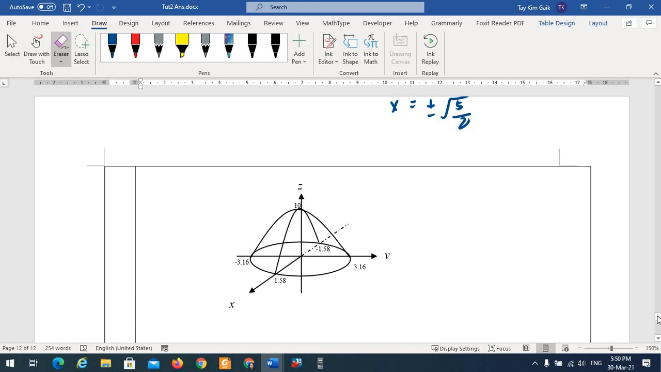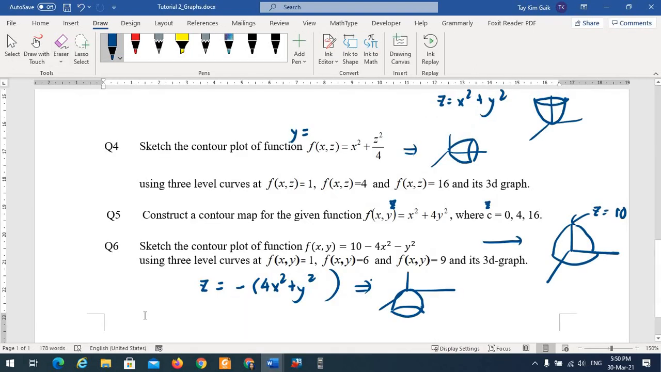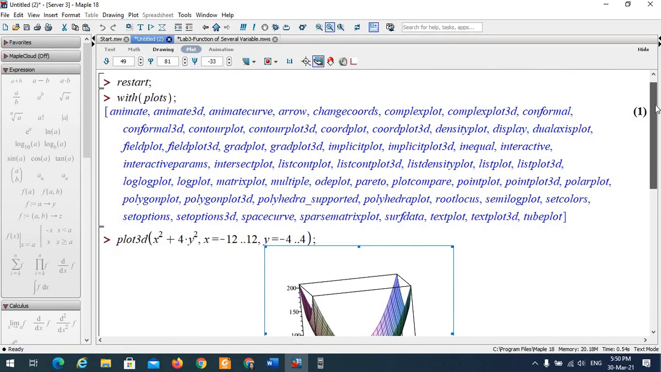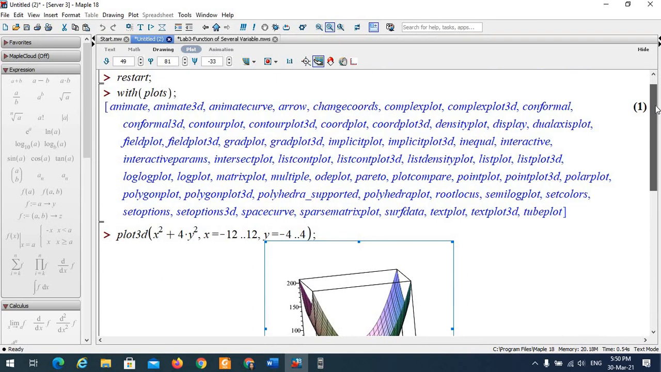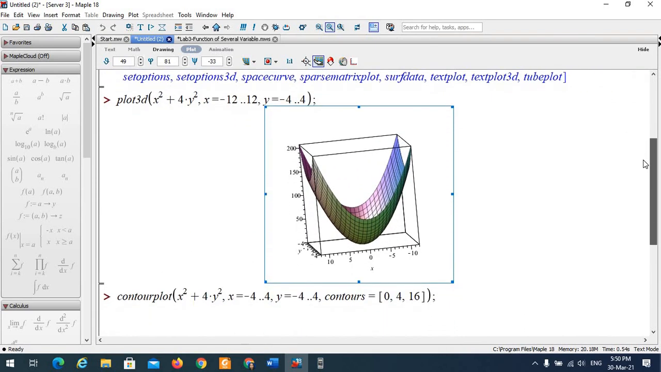Okay, do you still have any questions? No. Okay, I think you can do your assignment. It's very simple, just sketch it and plot using your method. Or you can use any method, MATLAB or any graphing tool to plot your 3D graph.